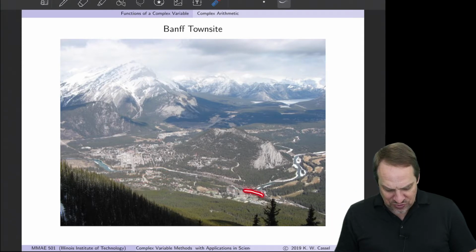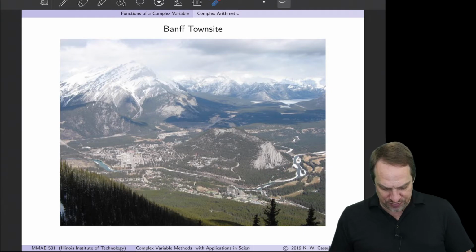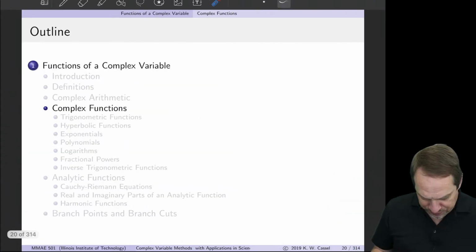You may remember the Banff Springs Hotel picture. That's right down here overlooking the valley. Here's a golf course. It is just unbelievable. All right, that's enough. No more.